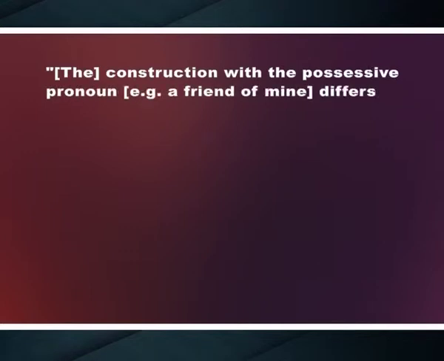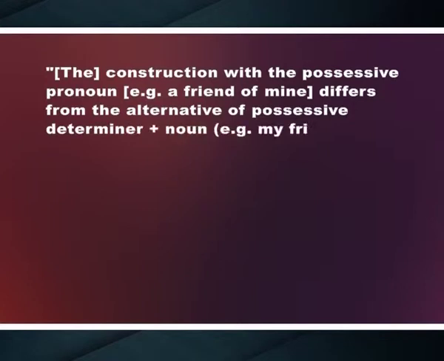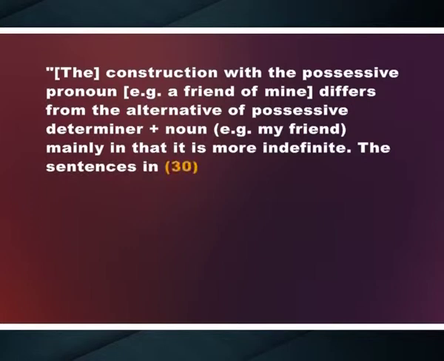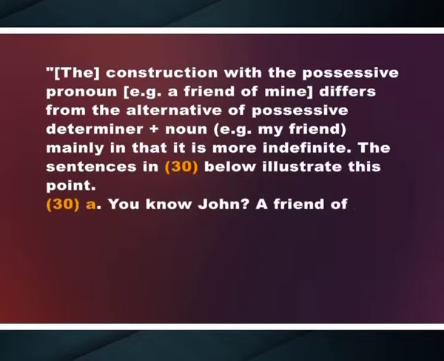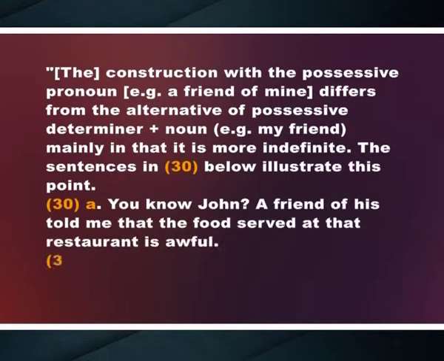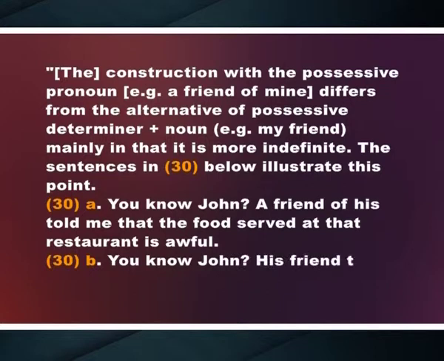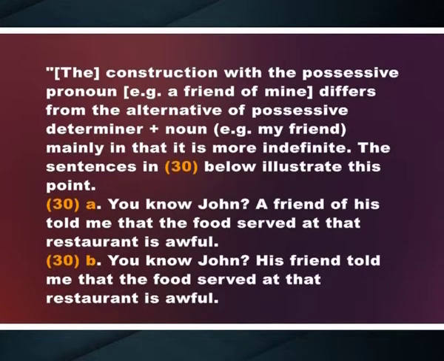The construction with the possessive pronoun, for example, a friend of mine, differs from the alternative of possessive determiner plus noun, for example, my friend, mainly in that it is more indefinite. The sentences in 30 below illustrate this point. 30A. You know, John, a friend of his told me that the food served at that restaurant is awful. Now the B part. You know, John, his friend told me that the food served at that restaurant is awful.